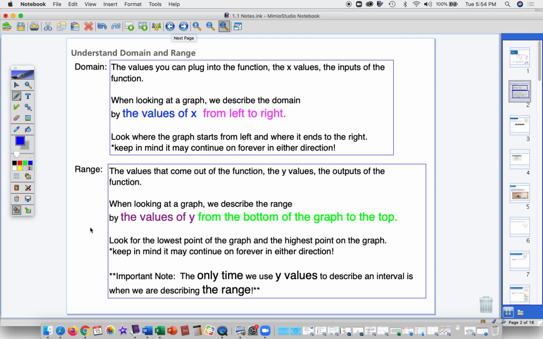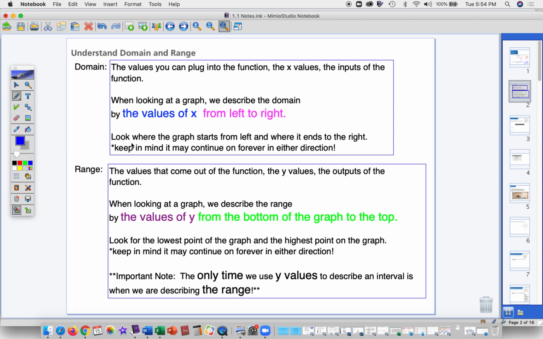Okay, understanding domain and range. So domain, I want you to think of it as the values that you can plug into the function, which are our x values. We could think of them as inputs. When we look at a graph, we describe the domain by the x values, okay, that's important, from left to right. So I highlighted these things and made them a little larger, because that's an important thing to keep in mind, is that we always describe domain by x values, and the order always goes from left to right, or least to greatest.